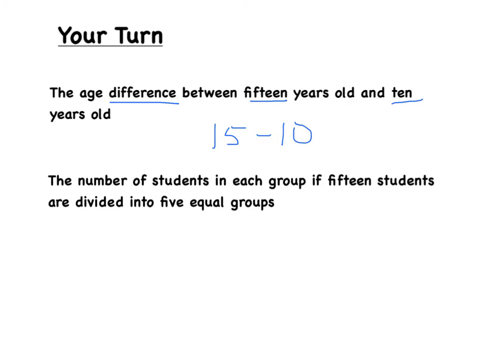The number of students in each group, if 15 students are divided into 5 equal groups. This should be a little obvious since it has the main word divided right here. So we'll be doing some division. So the numbers that we're going to be dividing are 15, that are divided into 5 equal groups. So the expression that we come up with is 15 divided by 5.